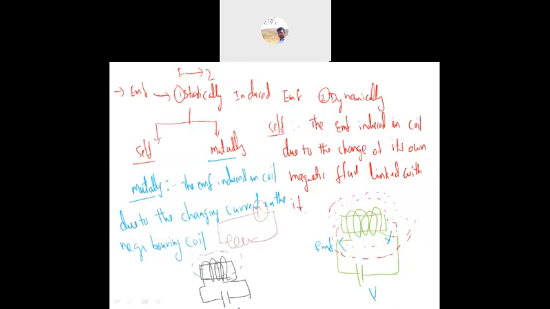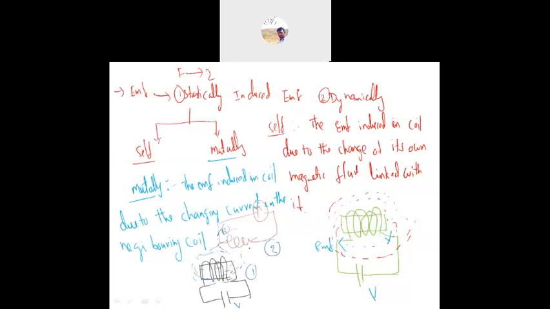When the voltage source is connected, it produces a magnetic field. This magnetic field flux is linked with the second coil. This is coil 1, and this is coil 2. Due to the magnetic field of coil 1, an EMF is induced in coil 2.